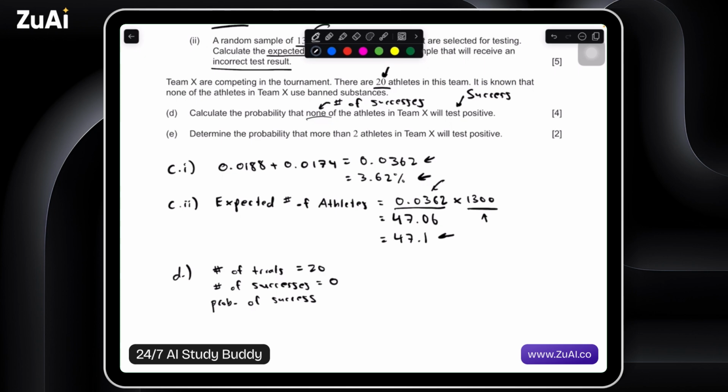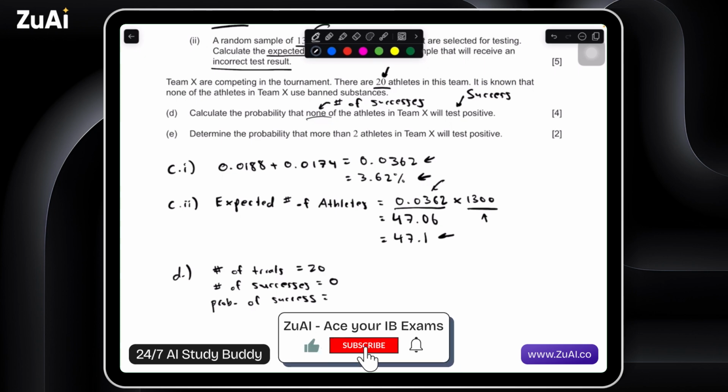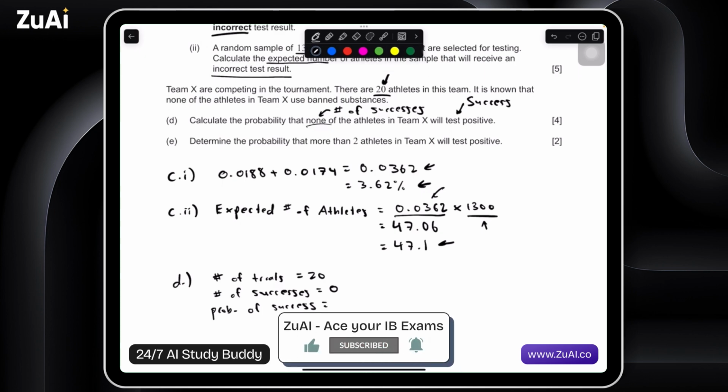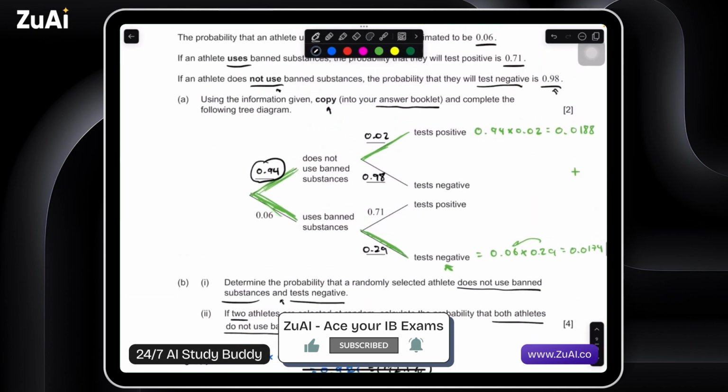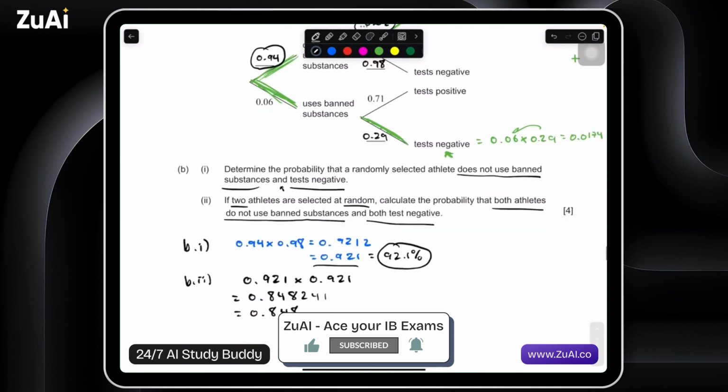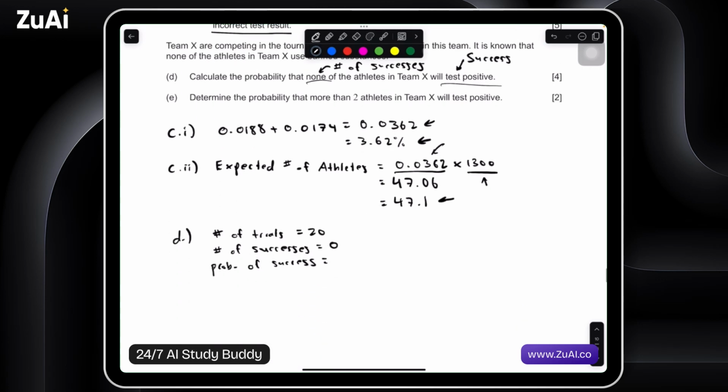And the probability that none of them will test positive. What is the probability of testing positive? It is 0.02. So this looks like it should be quite small, I think. So let's work this out, and actually we'll go into the calculator to try to solve this.